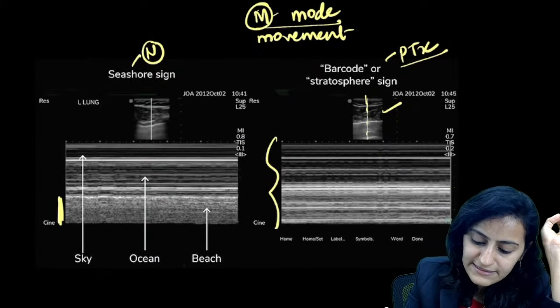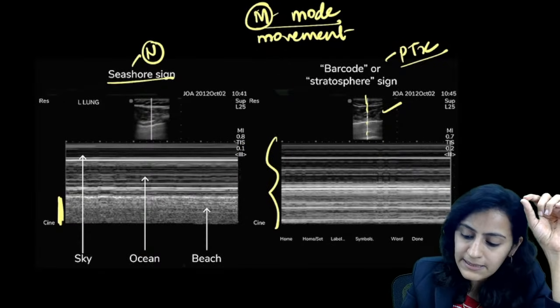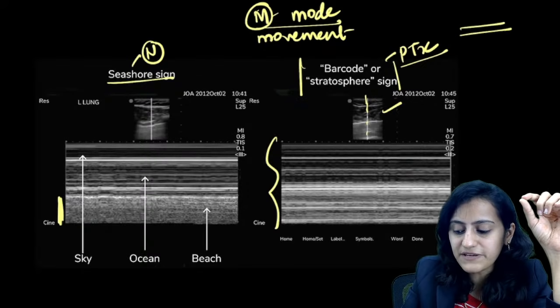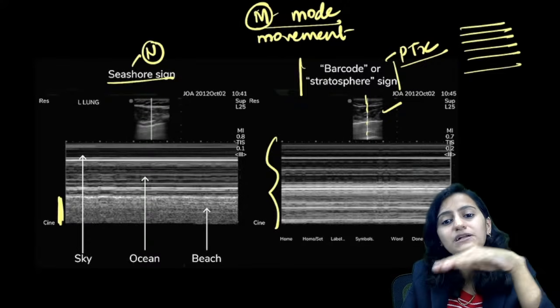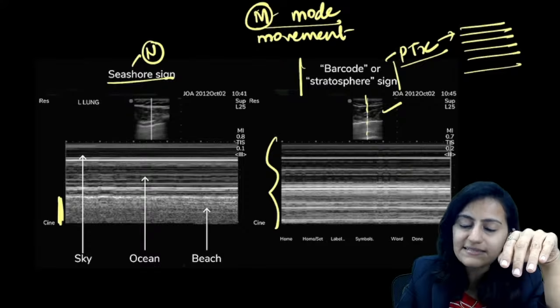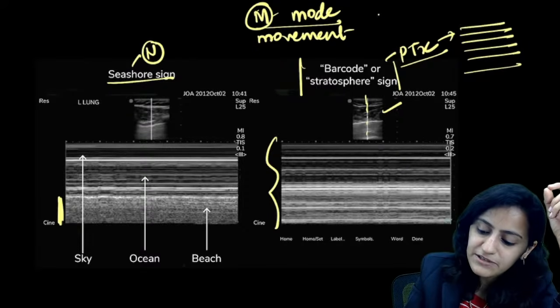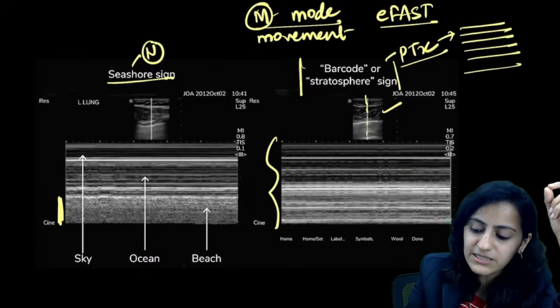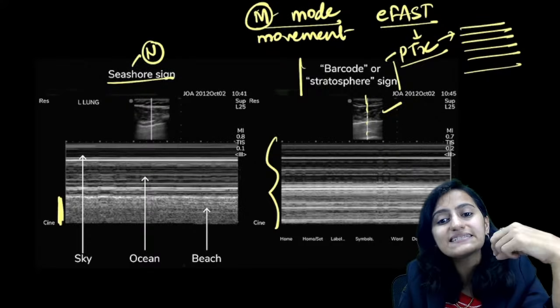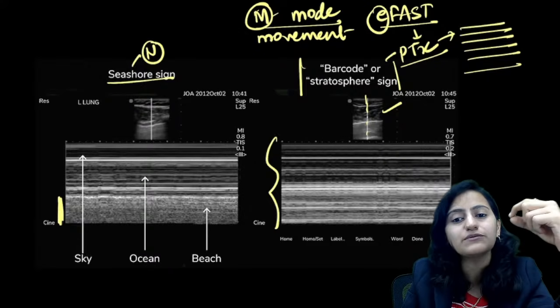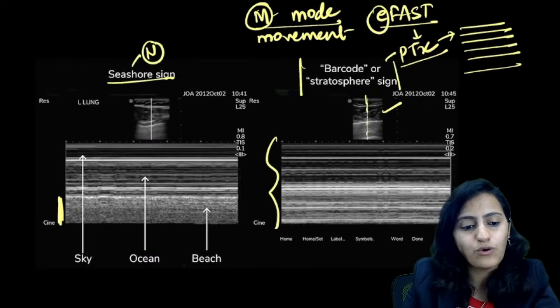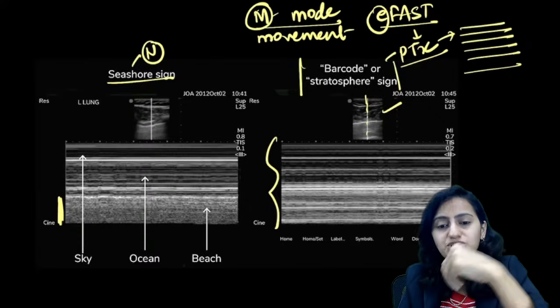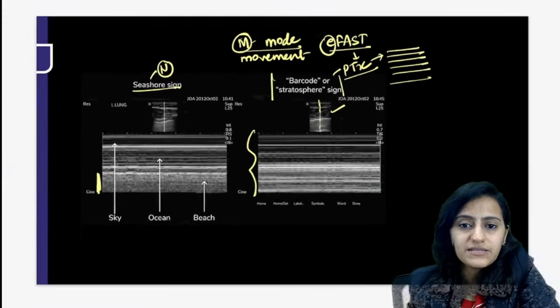So remember that seashore sign is normal. Barcode or stratosphere sign, that means the multiple horizontal lines, is seen with pneumothorax, which is included in the evaluation in E-FAST. Extended FAST includes the evaluation of the thoracic cavity also now. Okay. So seashore is normal, barcode or stratosphere is pneumothorax.